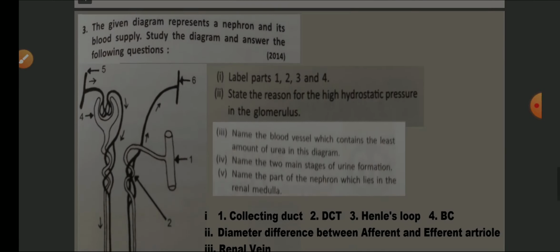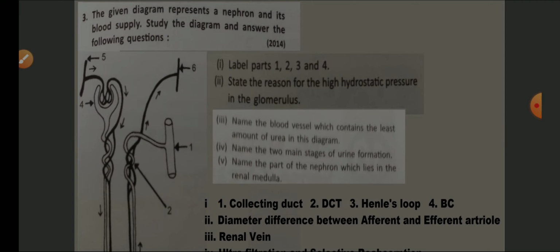Question number 3. The given diagram represents a nephron and its blood supply. Study the diagram and answer the following questions. Label parts 1, 2, 3, 4. State the reasons for the high hydrostatic pressure in the glomerulus. Name the blood vessel which contains the least amount of urea in the diagram. Name the 2 main stages of urine formation, and name the parts of the nephron which lie in the renal medulla.